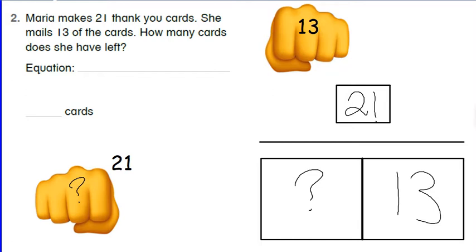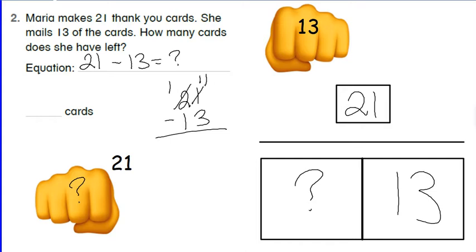So now that we know how the numbers are related, we can create our equation. And to make the equation, we could go 21 minus 13 equals, I don't know, so 21 minus 13 equals question mark. And then we just need to solve the equation. So I have to regroup because I can't take 3 from 1. So 11 minus 3 equals 8. 1 minus 1 is 0. So there are 8 cards left.